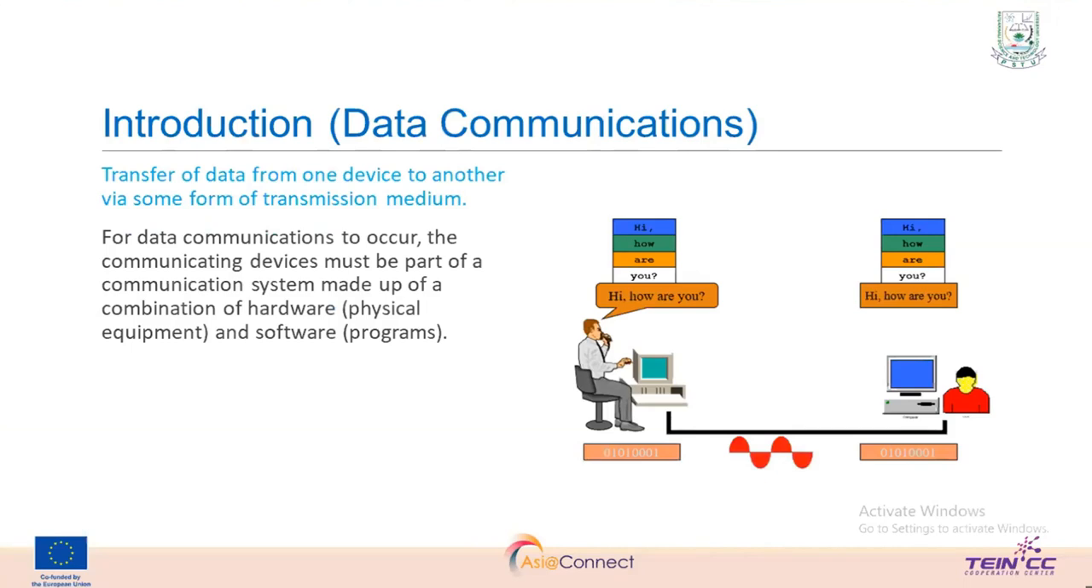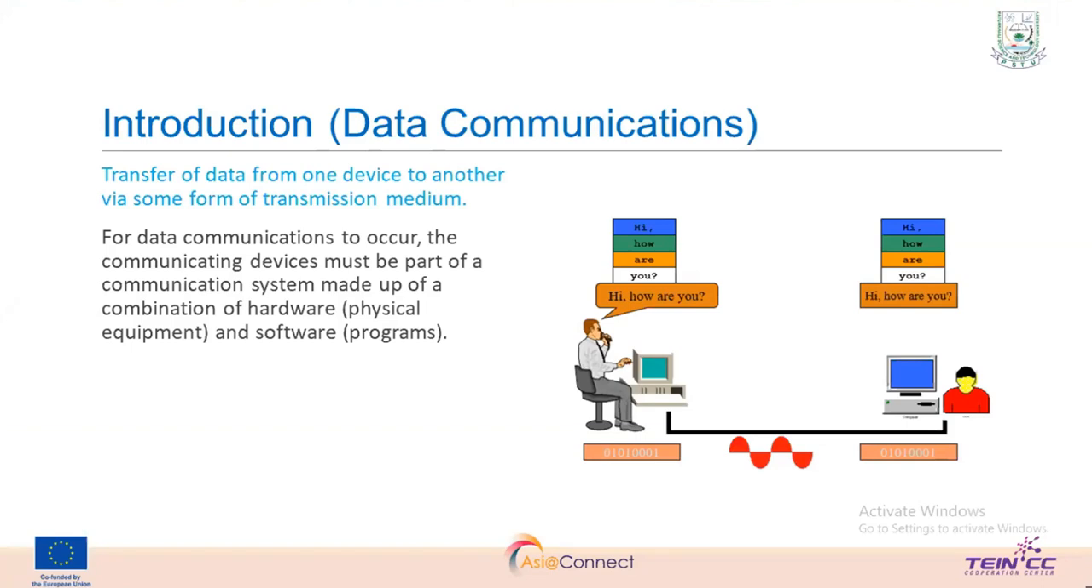As you know, a computer is a data processing unit. It's a machine that takes data, processes it and makes output. But in modern terms, we use computer networks to transmit data or information. So the transfer of data from one device to another device via some form of transmission medium is actually called data communication. For data communication to occur, the communication devices must be part of a communication system made of a combination of hardware, the physical equipment, and some software.